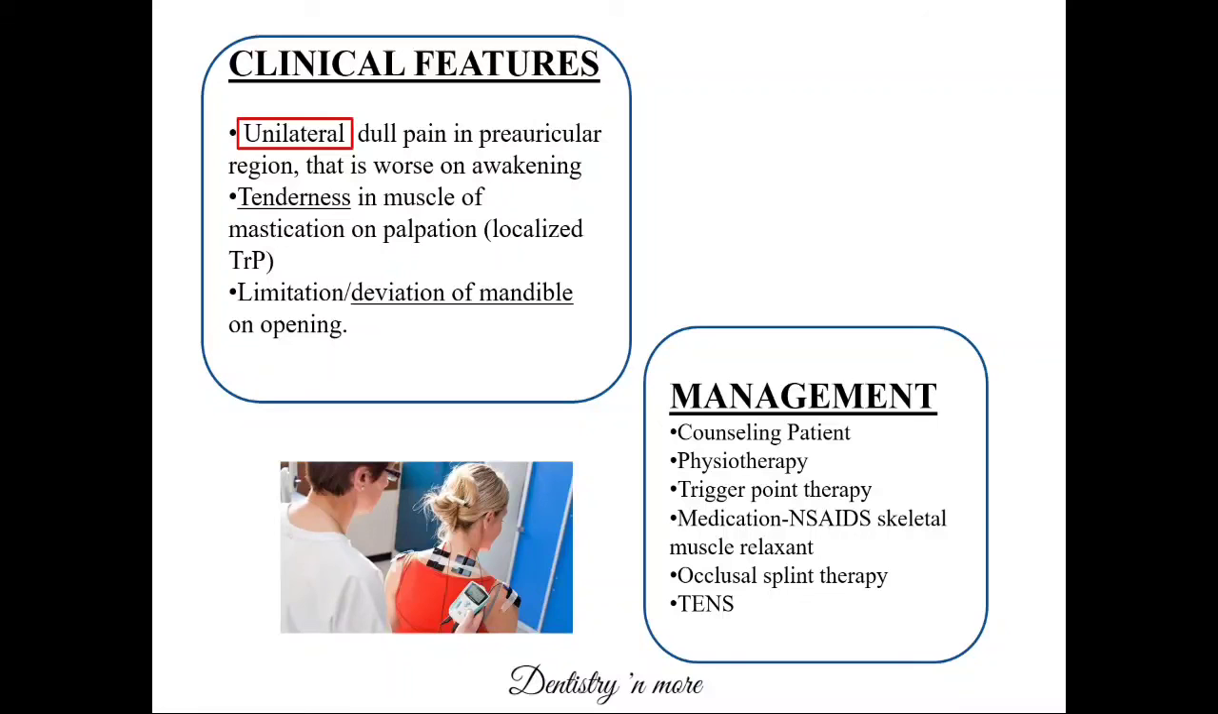When speaking about the management part, we go about the following enlisted points: counseling the patient, followed by physiotherapy, and then TENS therapy, that is transcutaneous electric nerve stimulation. This is the pictorial representation of TENS therapy being done. You can then describe TENS and the other management perspectives of myofascial pain dysfunction syndrome. It is already elaborated in the TMJ disorders chapter in the Ravikir and Ongol textbook, so you can read about it there.